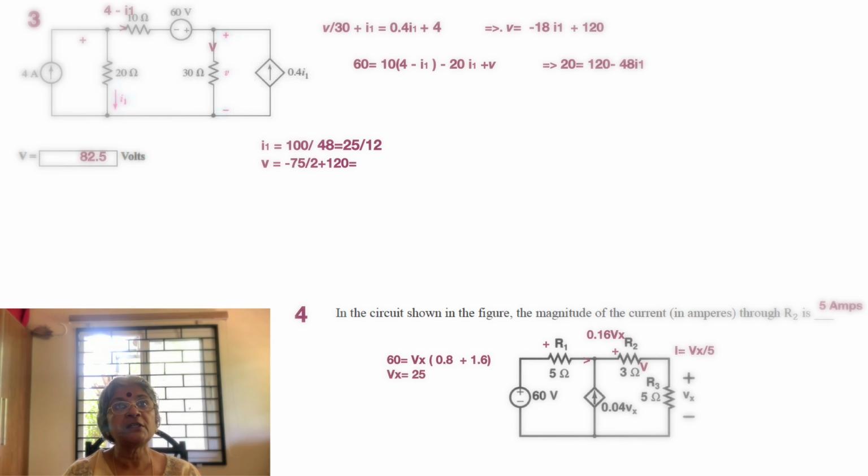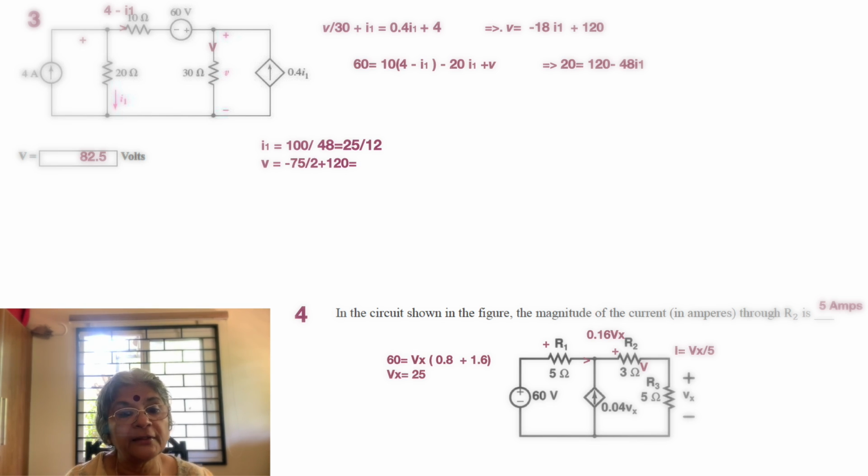That is where the voltage is given, or the voltage source is given, there you'll go for the voltage distribution. In all other aspects, you'll be talking about current. So that's the reason why this question gives you a better understanding. So now we see that 60 is equal to 10 into 4 minus I1 minus 20 I1 plus V. So again redistributing, and also realizing that we have a value for V as equal to minus 18 I1 plus 120.